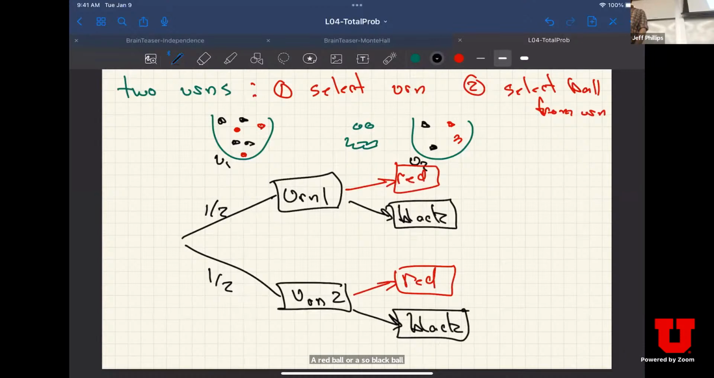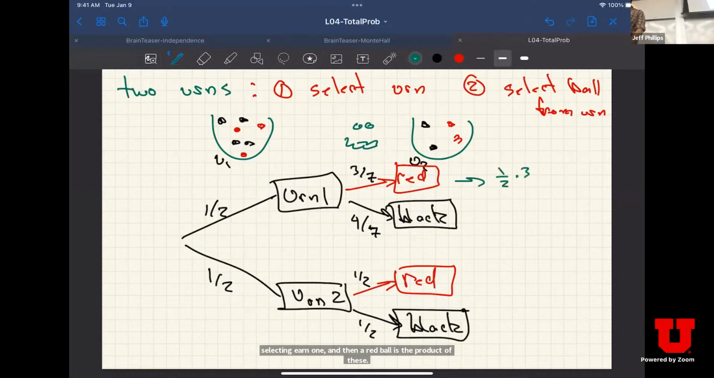Okay, and the probability of selecting a red ball in urn 1 was going to be 3/7, and that means a black ball was 4/7, and given a red ball in urn 2 is 1/2 and 1/2 here, right? So then we can write down the probability of selecting urn 1 and then a red ball is the product of these. It's going to be 1/2 times 3/7. This is 3/14. This is the probability of getting urn 1 and a red ball from urn 1.